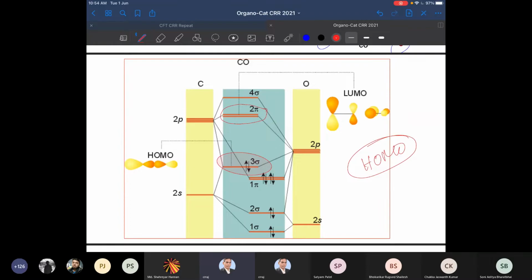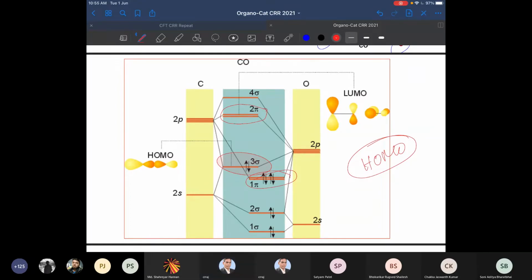You are asking, sir, highest not occupied, then the orbital just lower in energy and occupied can be? No, I'm not getting what you're asking. It's very straightforward: highest occupied. Sir, if 3 sigma is not occupied, then can we call 1 pi HOMO? Yeah, obviously, that's the definition. If 3 sigma is not occupied, then obviously your highest occupied is 1 pi. The lowest unoccupied will become 3 sigma. That's all.